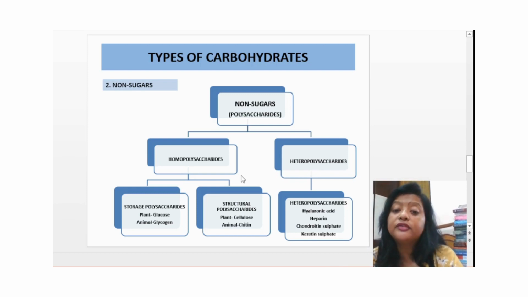I have already told you. So cellulose is present in plants, and in animals chitin is present in the cell wall. So in animal cells chitin is present, in plant cells cellulose is present, and they are the structural polysaccharides because they help in maintaining the structure of the plant or the animal. And in heteropolysaccharides, we have hyaluronic acid, heparin, chondroitin sulfate, keratan sulfate. So these are some of the polysaccharides that are present in animals. You know about hyaluronic acid. You have heard the name. So heteropolysaccharides are also there. So this is the non-sugar part.